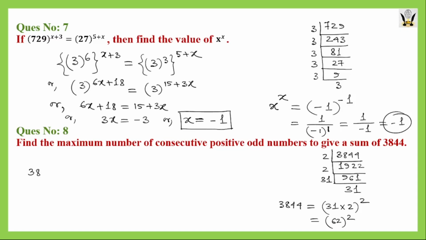So 3844, if we express that as summation of consecutive positive odd numbers, then it will be 1 plus 3 plus 5 plus 7 plus 9, and this way in that series we will have a total of 62 terms. That means the answer of this question, the maximum number of consecutive positive odd numbers, will be 62.